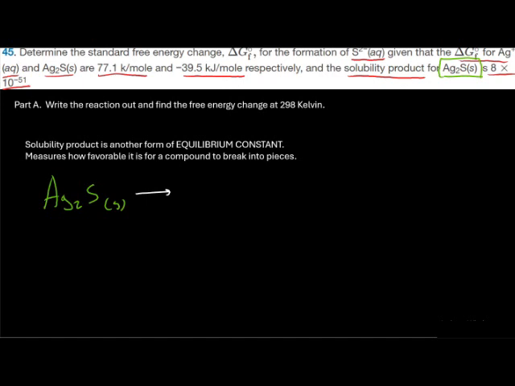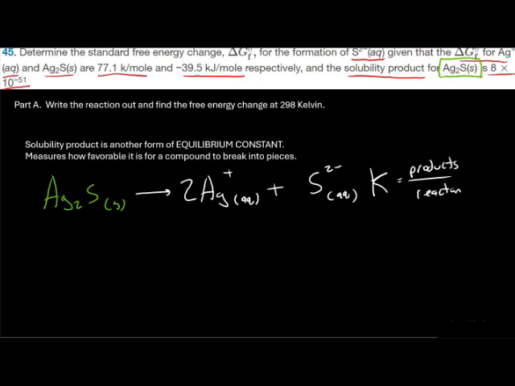We have 2 pieces of silver and 1 piece of sulfide. So if Ag2S breaks, it would break into 2 pieces of silver plus, we'll write aq, or aqueous, as its state, plus sulfide 2-, also aqueous. Now, we could write the solubility product as the products divided by reactants. We can write K equals products over reactants. Our products are silver plus and sulfide 2-.